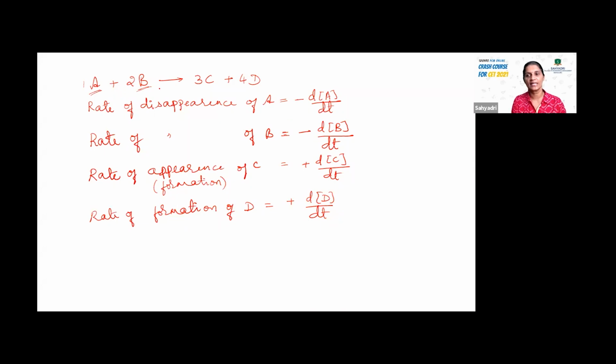What does the negative sign indicate? Negative sign indicates the decrease in the concentration. Reactants decrease with respect to time, whereas products go on getting formed, right? So it is given with the positive sign. See, d of C means what? Final concentration minus initial concentration. Here, the final concentration of the reactant is less than the initial, whereas the final concentration of the product is more compared to initial. Initially, it was zero. Clear?